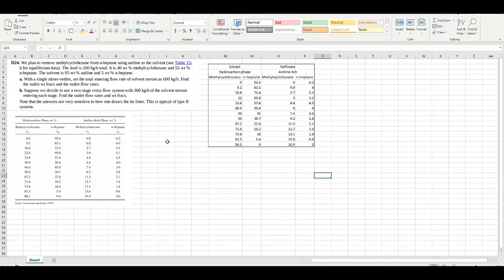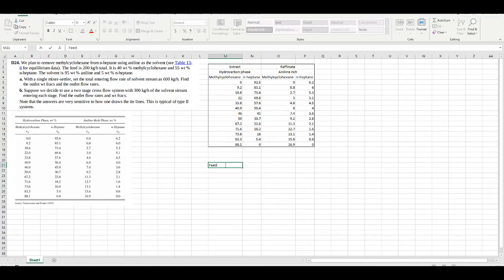In this problem, we're removing methylcyclohexane from N-heptane, with aniline as a solvent, and a feed of 200 kilograms per hour with composition. So the first part is to look at the outlet streams with a single stage, so a single mixer settler. I have the equilibrium data here. So obviously the first thing we're going to do is just write out these streams.